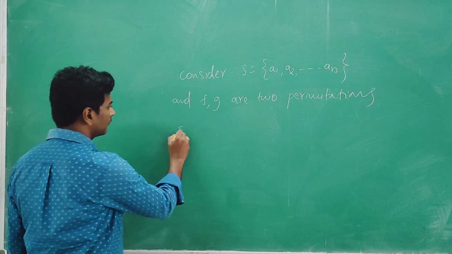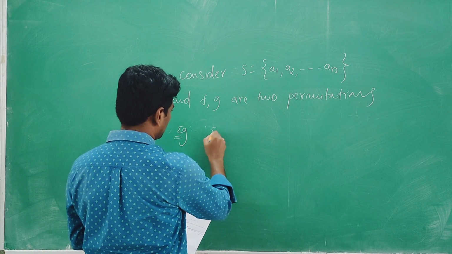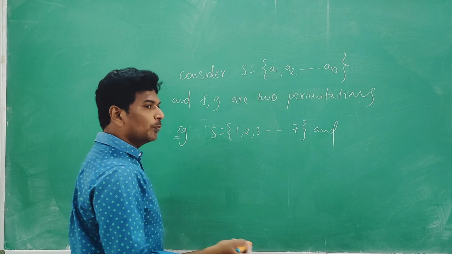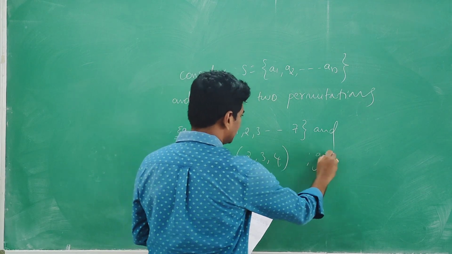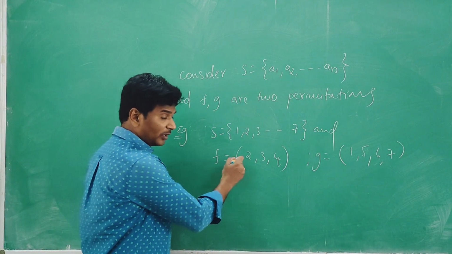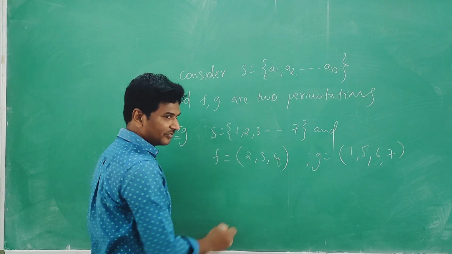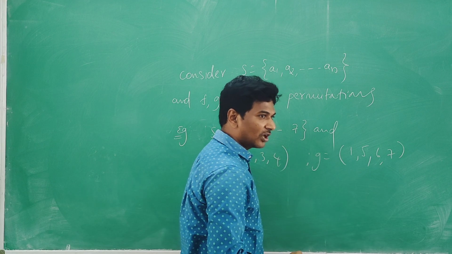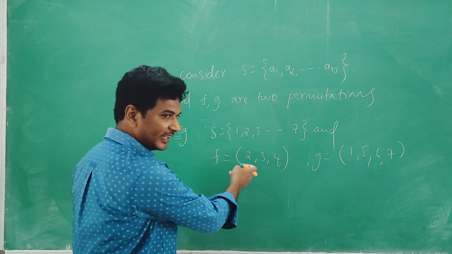For example, S is equal to 1, 2, 3, and so on, 7. And we can take two permutations. F is equal to (2 3 4). G is equal to (1 5 6 7). This is one permutation and that is another permutation. F contains three elements, that is, the cyclic of length 3. And G is another permutation, a cyclic of length 4, because 1, 2, 3, 4. Cyclic of length 4 and cyclic of length 3.